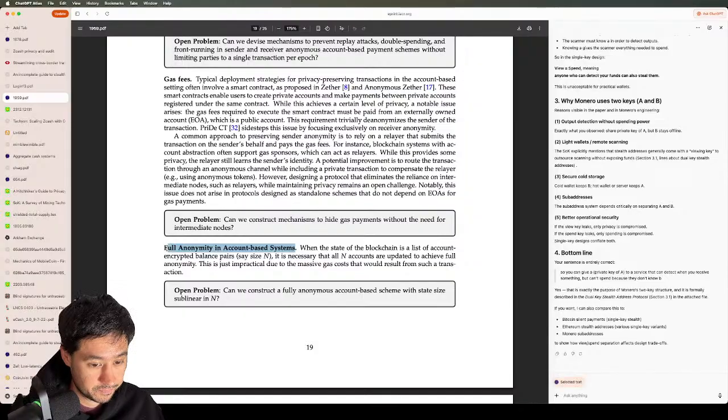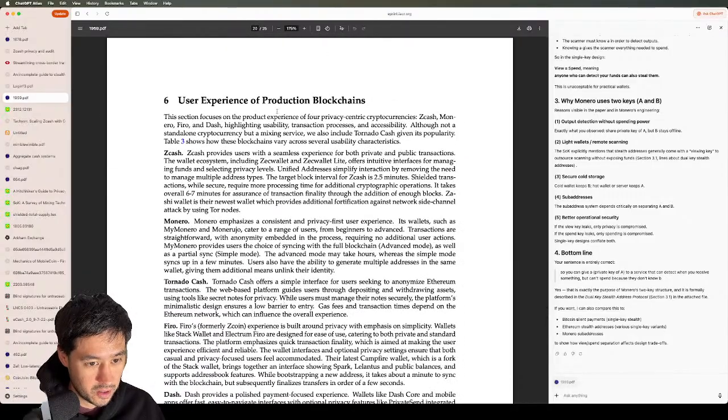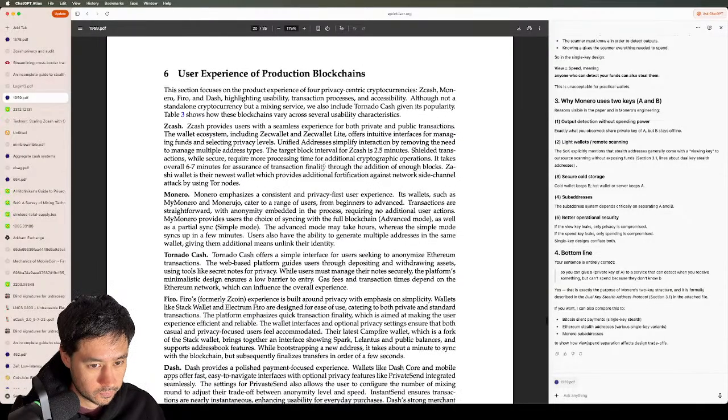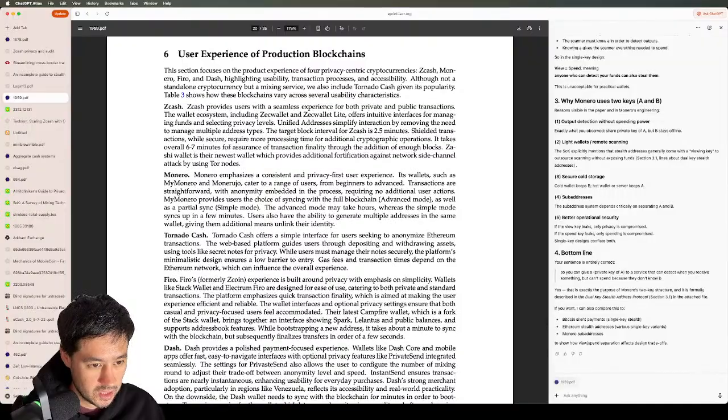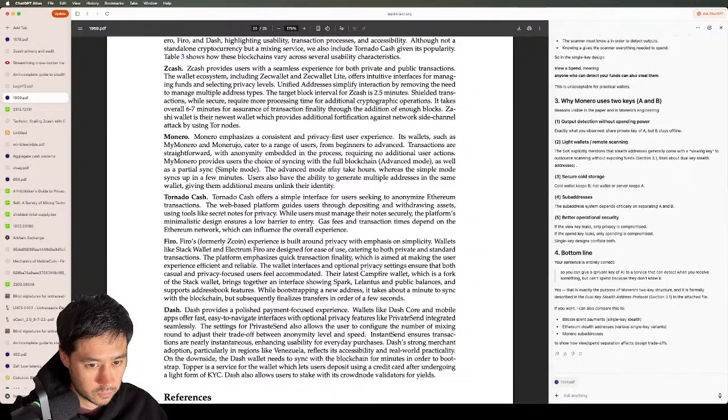That one is interesting. It seems like an information theory impossibility result. User experience. Are they going to talk about their own experience? That is interesting. 6 to 7 minutes for assurance of transaction finality. Oh yeah, but that's just Bitcoin stuff, right? Monero usual.